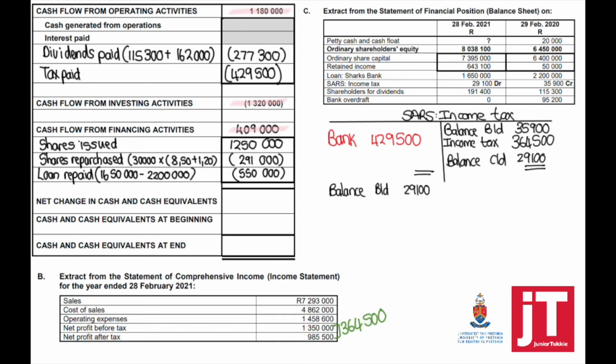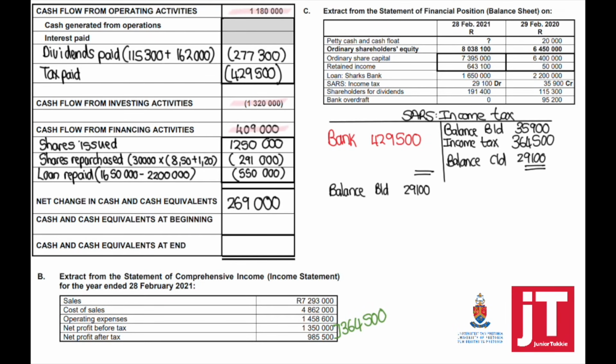We can now calculate the net change in cash and cash equivalents. Take note, cash flow from investing activity was given to you. There was nothing here that you needed to calculate. So to find the net change in cash and cash equivalents, we take the cash flow from the operating activities minus, because it's in brackets, the cash flow from investing activity, plus, because there's no brackets, the cash flow from financing activity. That equals the net change in cash and cash equivalents.